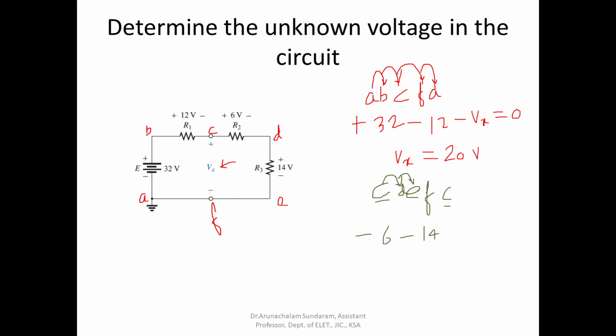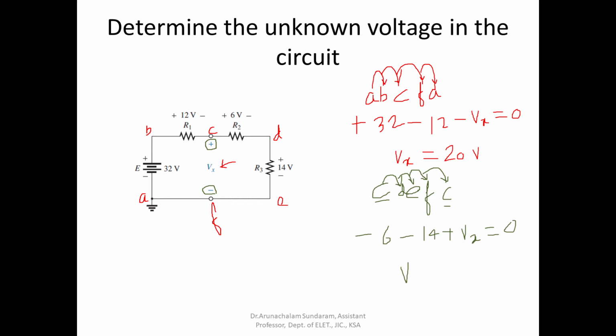Now move from point E to F. If you move from point E to F, you find that there are no elements. Now move from point F to C. If you move from F to C, you are moving from negative to positive. Negative to positive means plus. So plus Vx is equal to 0. Again you will find Vx is equal to 20.